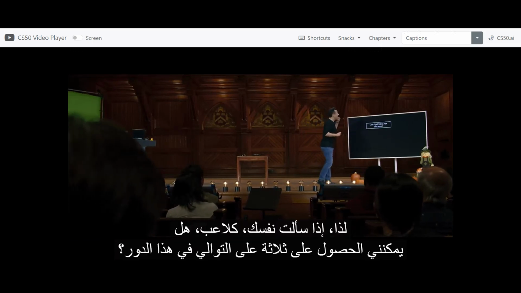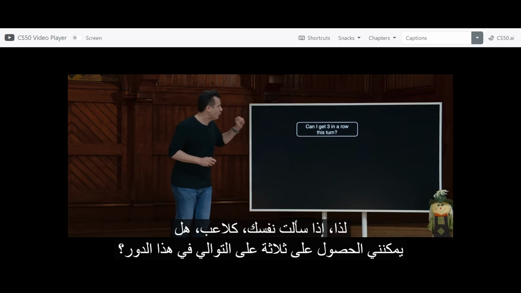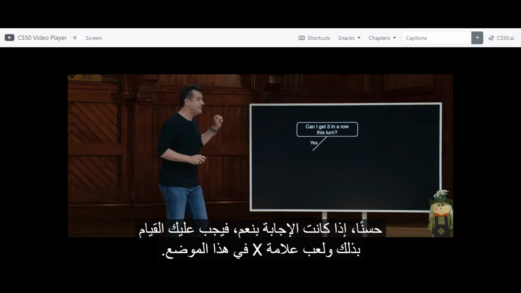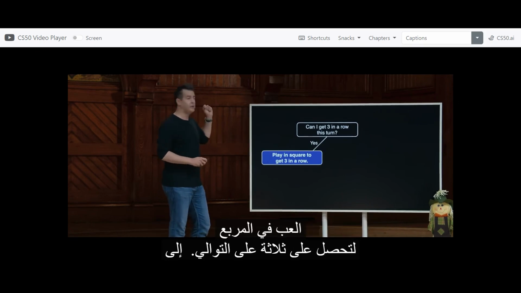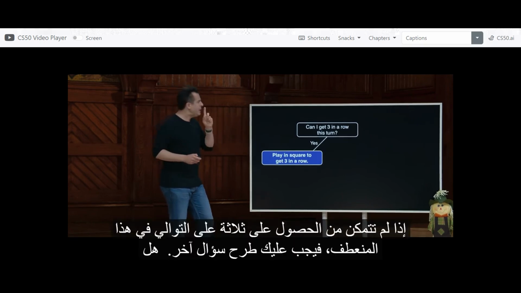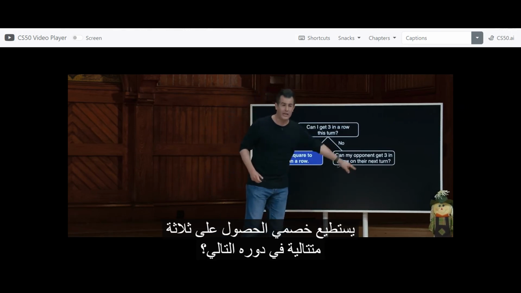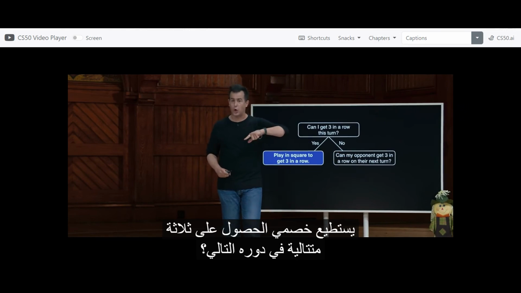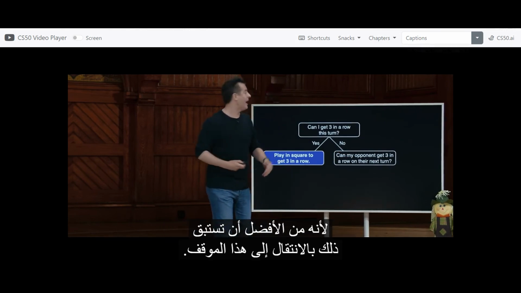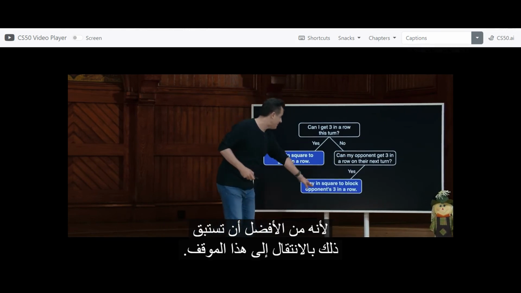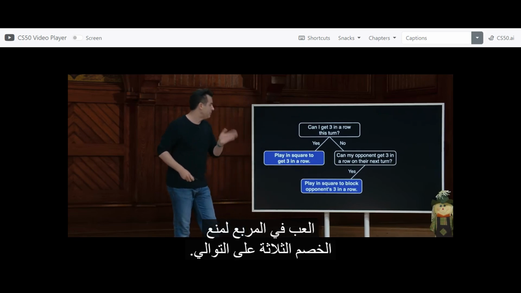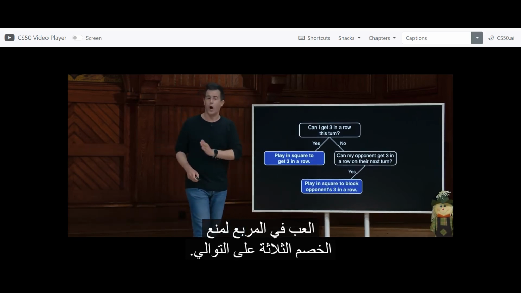So if you, the player, ask yourself, can I get 3 in a row on this turn? Well, if yes, then you should do that and play the X in that position. Play in the square to get 3 in a row. Straightforward. If you can't get 3 in a row in this turn, you should ask another question. Can my opponent get 3 in a row in their next turn? Because then you better preempt that by moving into that position. Play in the square to block opponent 3 in a row.